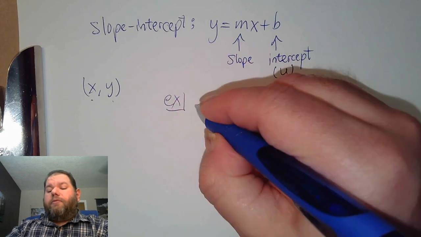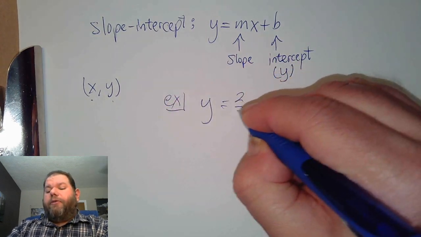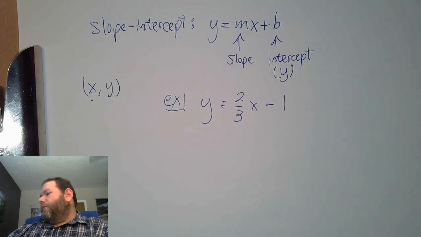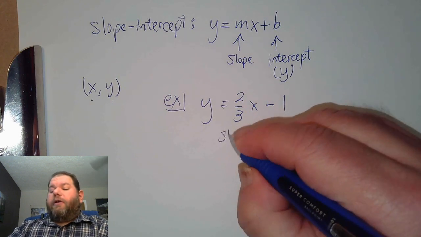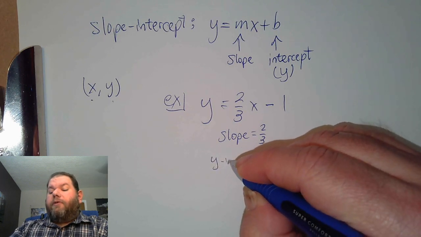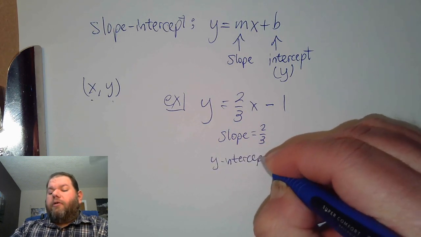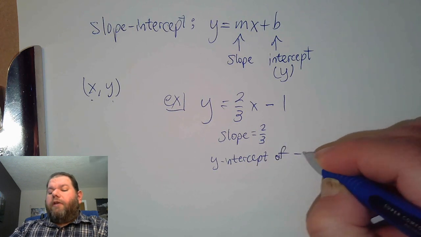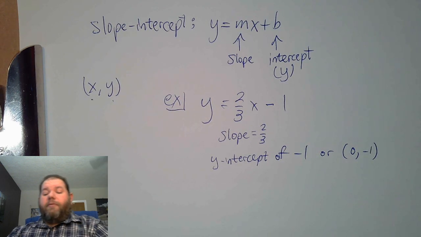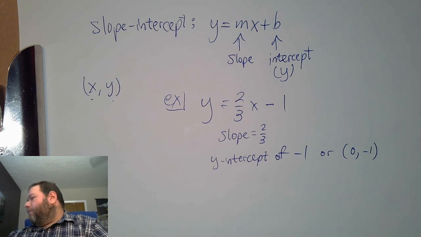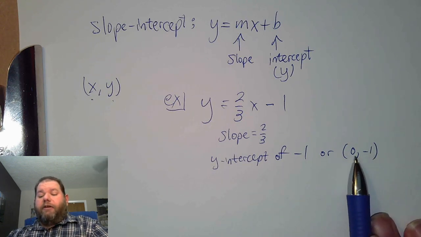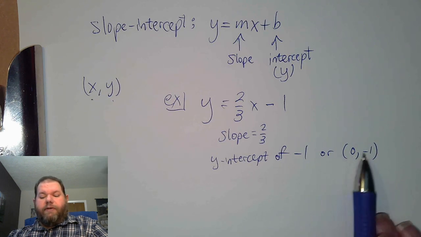So for example, we have y equals 2/3 x minus 1. We know that we have a slope of 2/3 and a y-intercept of negative 1, or if we think of it as an ordered pair, 0, negative 1. Anytime we talk about the y-intercept, we know the x value is 0 and the y-intercept is whatever it is.